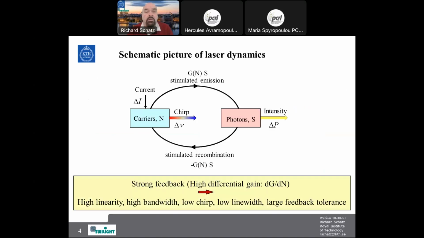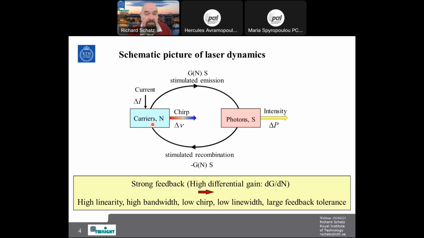To understand the laser, I will not go through the laser theory, but this picture, in fact, gives quite a good understanding of the laser. When you change the current to the laser quickly, the carrier density in the laser will increase. That will give chirp, because the chirp comes from the change of the carriers. The increase of the carrier density will then give stimulated emission, and so an increase in the number of photons in the cavity.